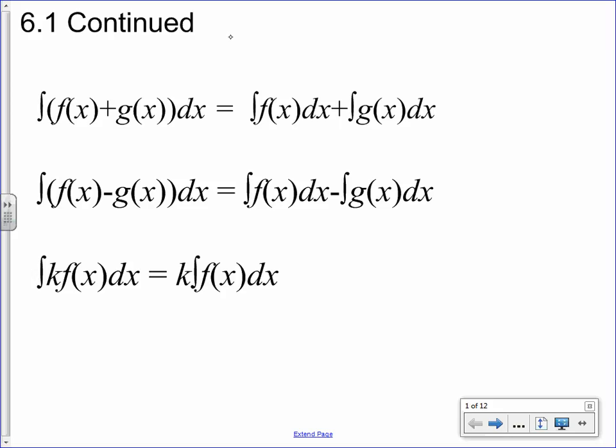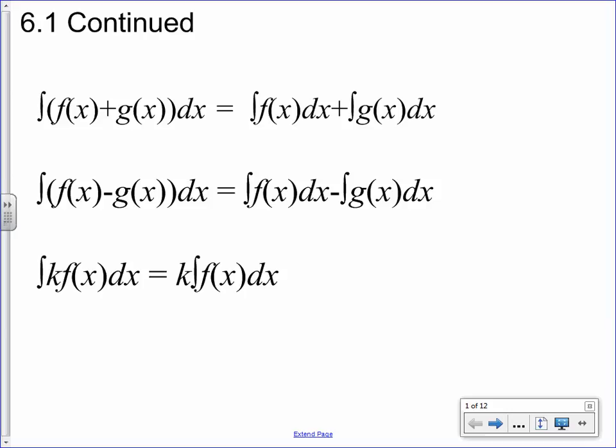Okay, so we're going to go through a whole bunch of different examples today. First thing, here are just some general rules that you probably assumed anyway. If you have the sum inside of an integral, then you can break it up into two separate integrals. You probably did that in your head anyway, right? Same thing, if you have the difference inside of an integral, you can separate it into two integrals.